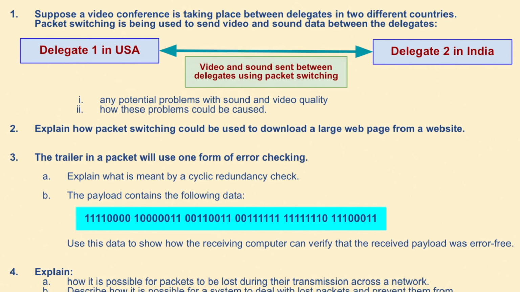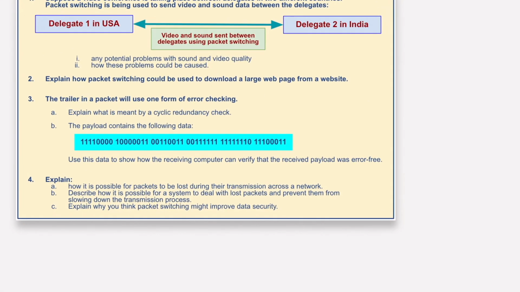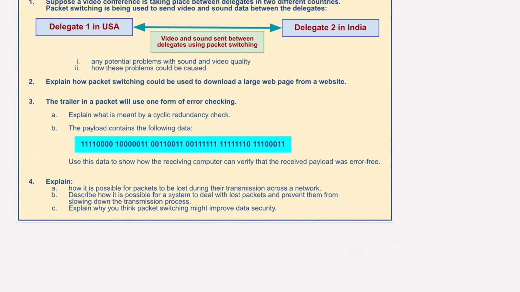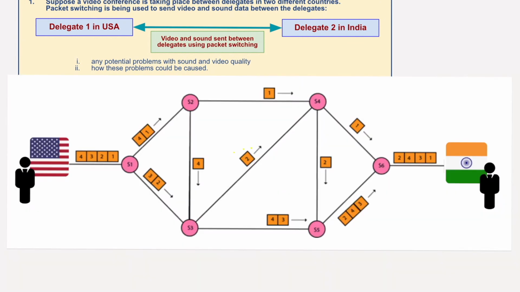I'm going to move this out of the way a little bit and grab another image. Okay, so we have the American delegate on the left and the Indian delegate on the right, delegate two, and we're going to be using packet switching. Packet switching is a switching technique in which the message is sent in one go, but is divided into smaller pieces and they are sent individually.